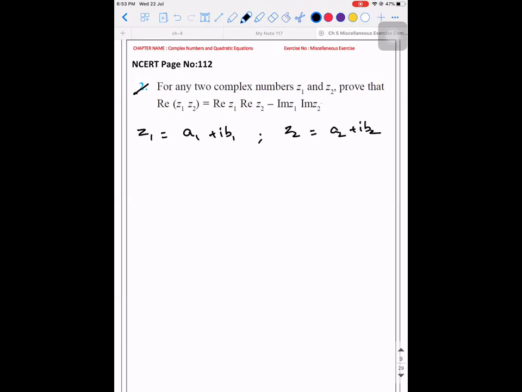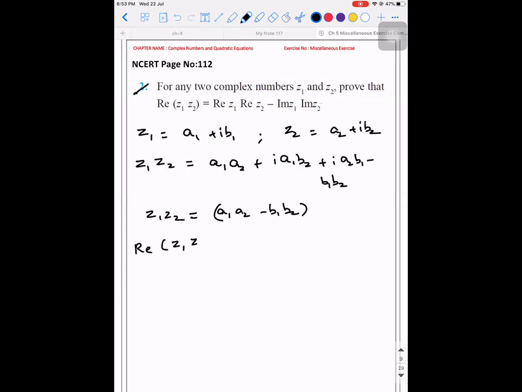Okay. So what is Z1 into Z2? That is A1 A2 plus i into A1 B2 plus i into A2 B1 minus B1 B2. Am I right? Did you understand why that minus sign comes? Yes, sir. So this is equal to A1 A2 minus B1 B2. So this is Z1 Z2.